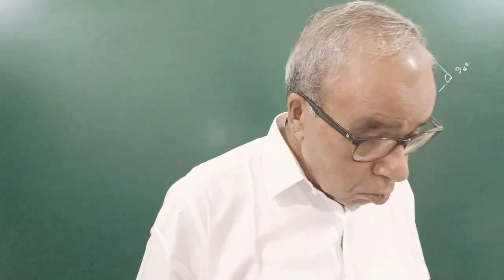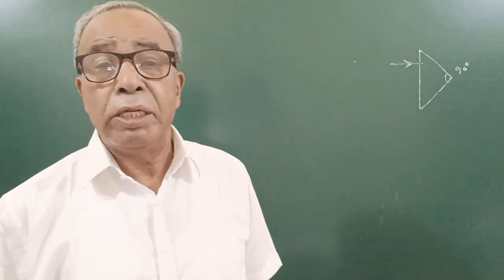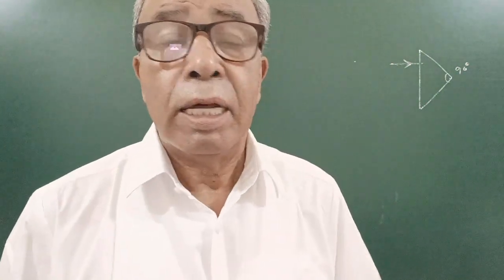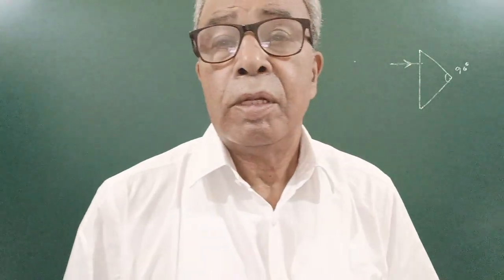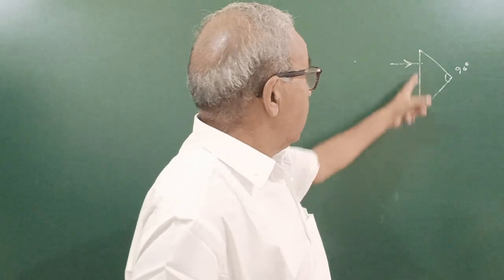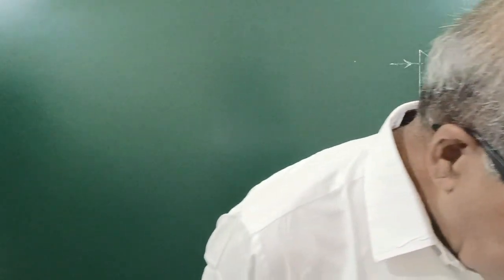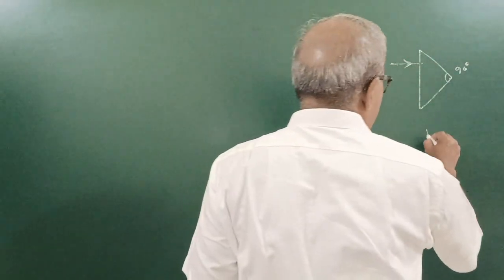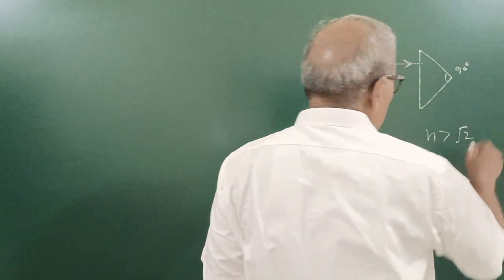Yes students, here is a question. In the figure, it is an isosceles right angle prism. A ray of light falls normally on the longer side of an isosceles right angle prism of index greater than root 2.